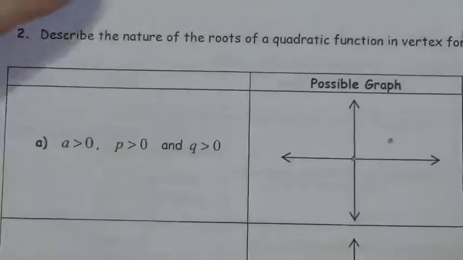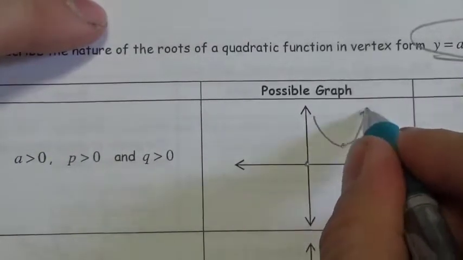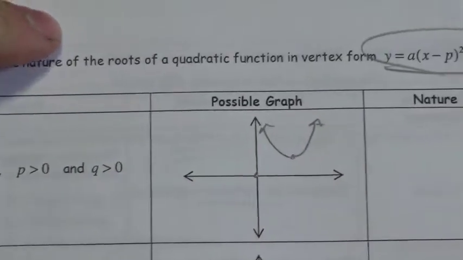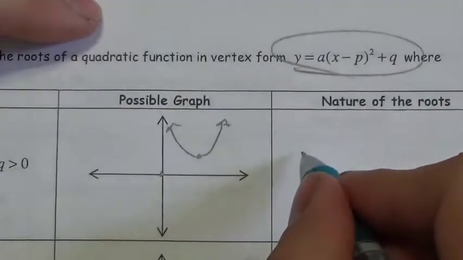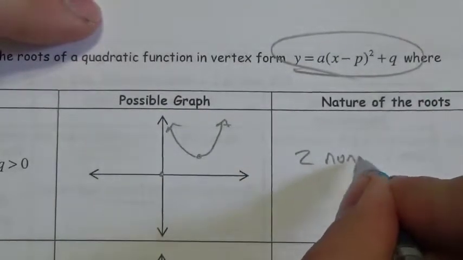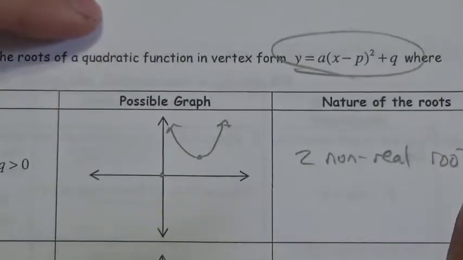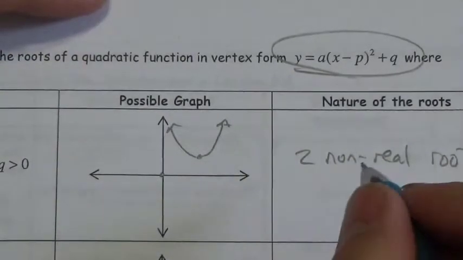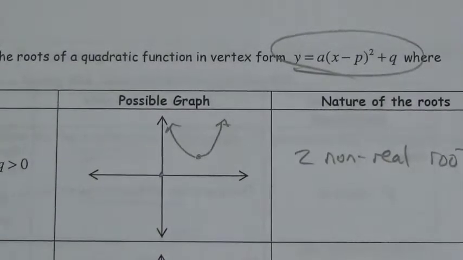If the a value is positive, bear in mind we know what that means: this parabola is going to open up. Now, it doesn't hit the x-axis, so what do we know about the nature of the roots? Well, we know that we've got two non-real roots. Doesn't hit the x-axis, that's what's got to be going on.